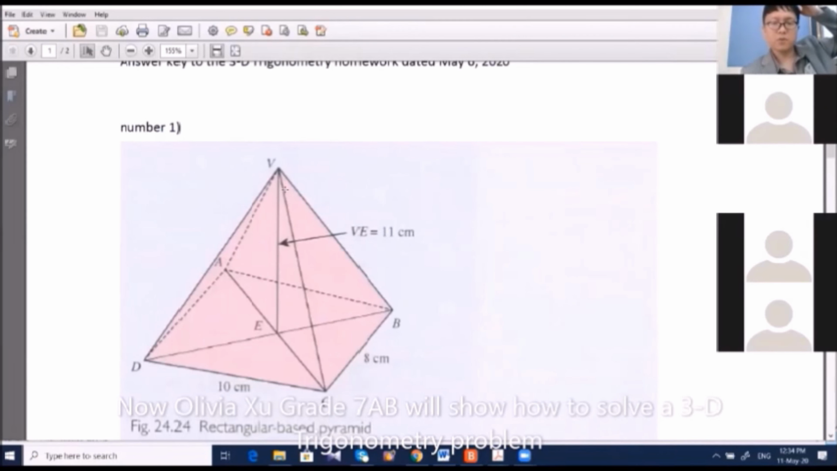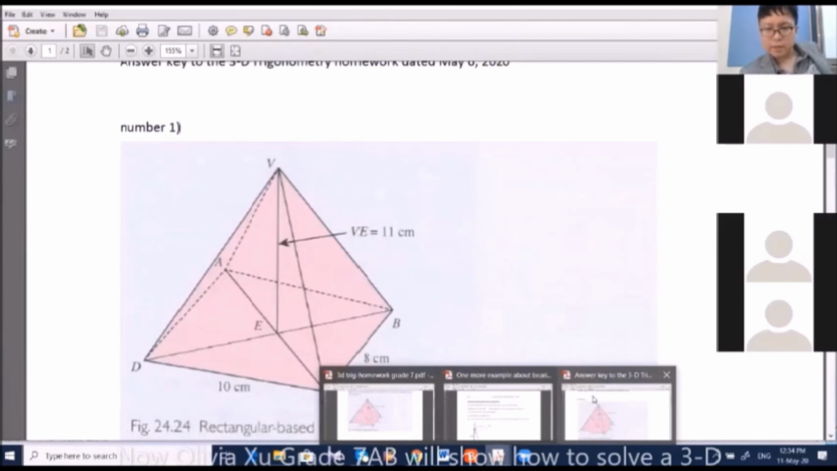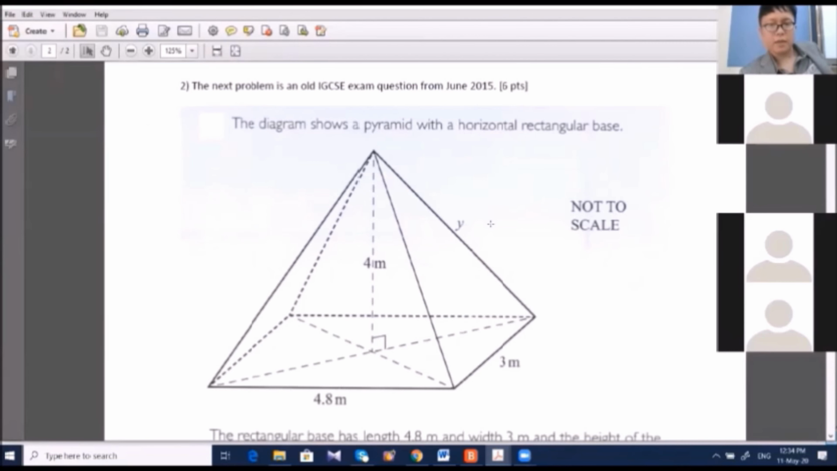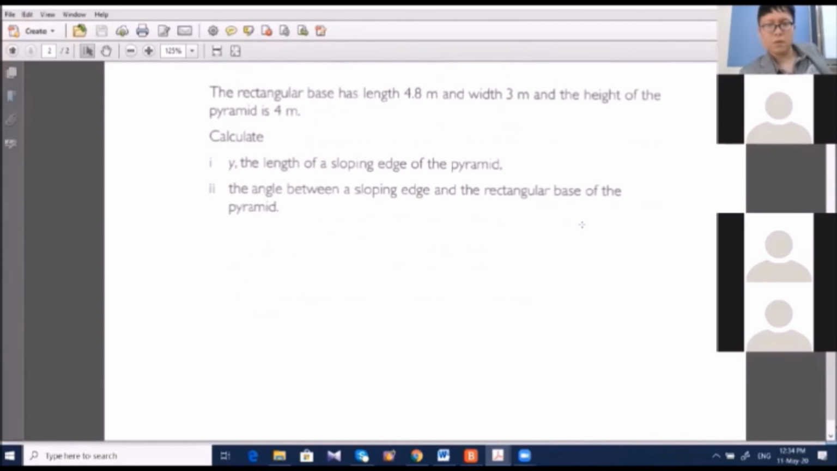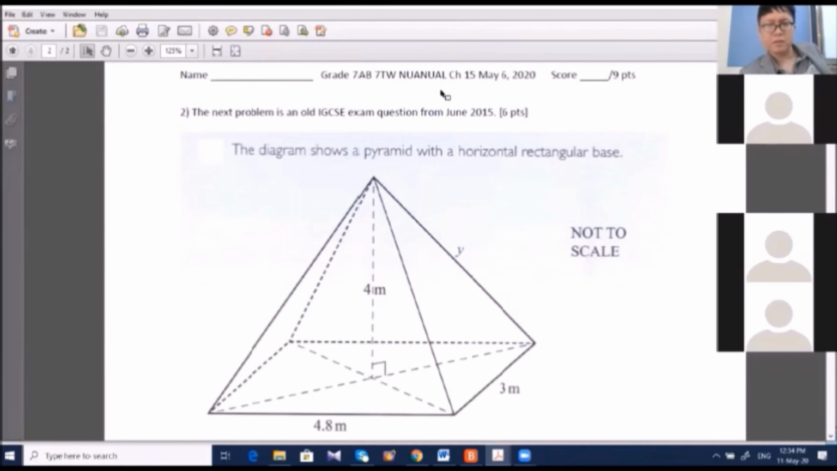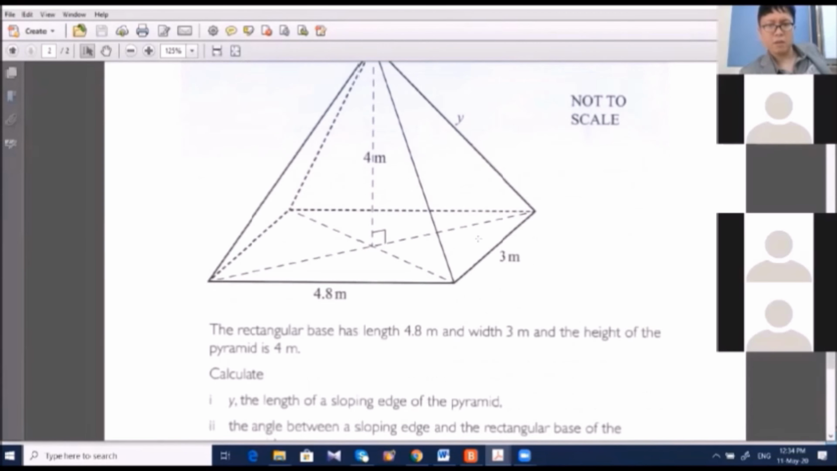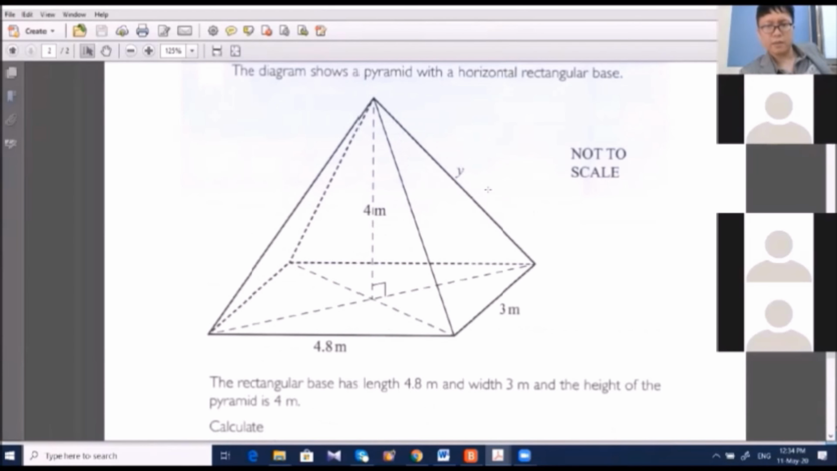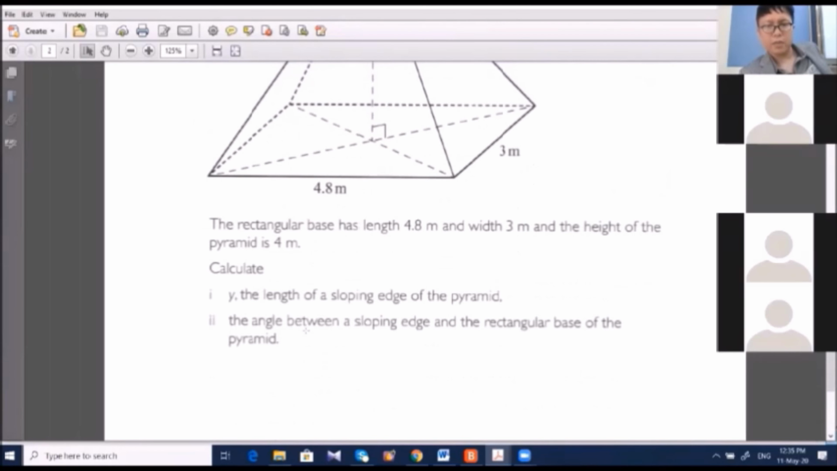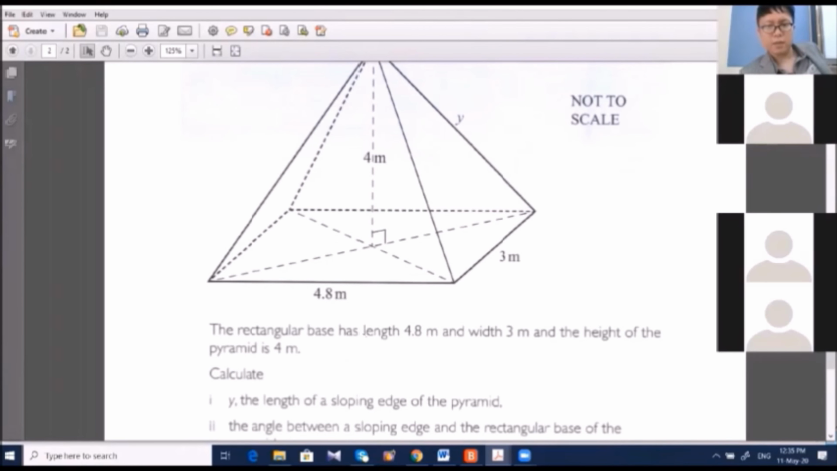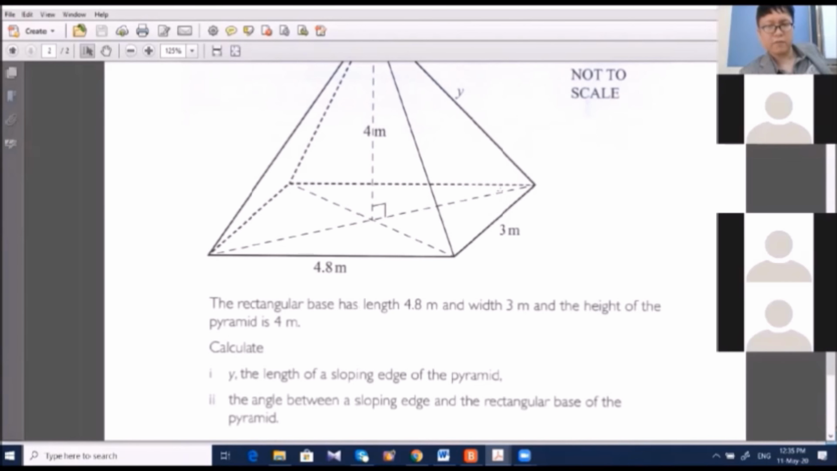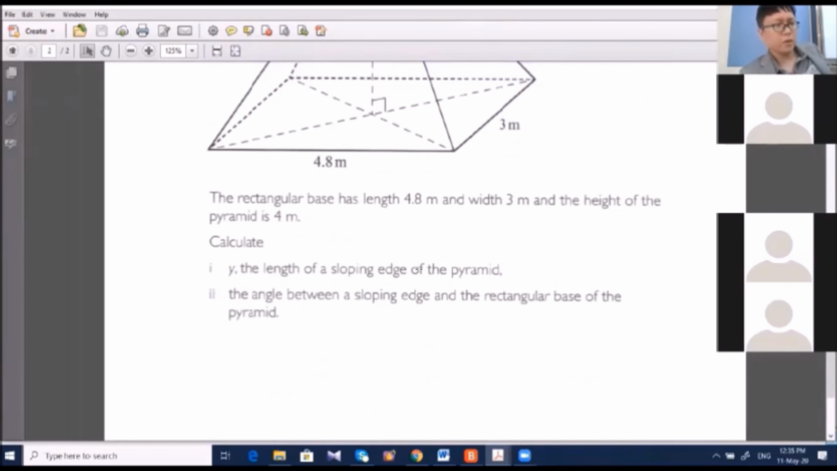So now we're going to do the second question. This time we're going to do the last question, which was an old test from, I think, June 2015 on your IGCSE test, grade 10. Here's another pyramid, and someone will need to get this distance y, and then someone needs to get the angle between the sloping edge and the rectangular base of the pyramid. So who is going to do this one, which is harder, I think, a little bit.